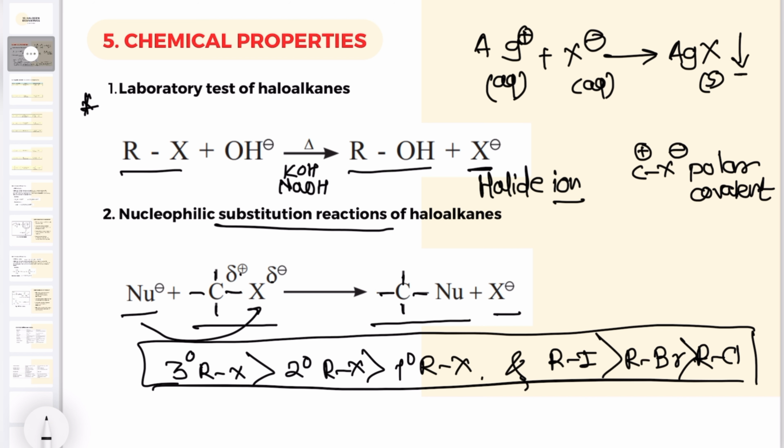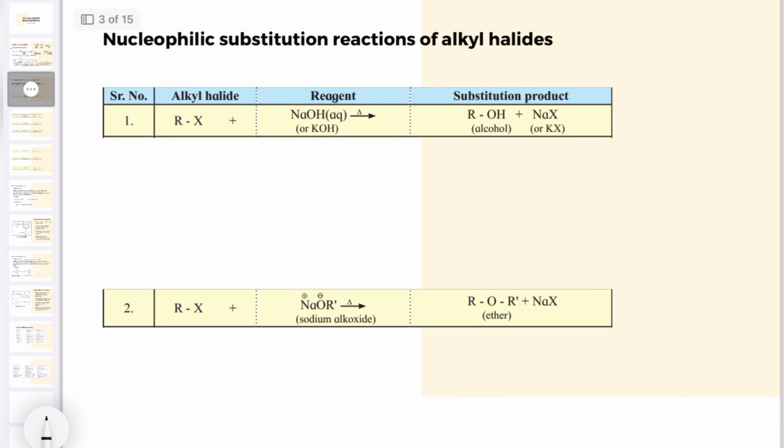Let us see some examples of nucleophilic substitution reactions of alkyl halide. When alkyl halide reacts with a reagent like NaOH or KOH in the presence of heat, the halogen is replaced by OH, and formation of alcohol and NaX takes place.